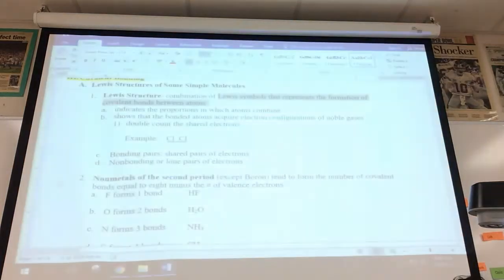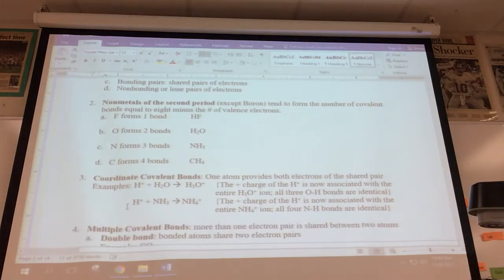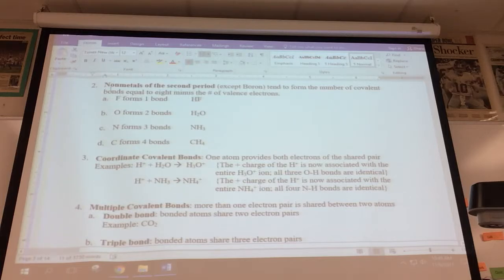Some other key reminders. With your nonmetals in the second period, except boron. Boron is an exception. Beryllium is an exception as well. Typically, they tend to form the number of covalent bonds equal to 8 minus their number of valence electrons.